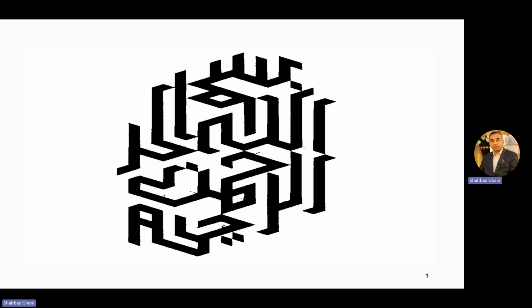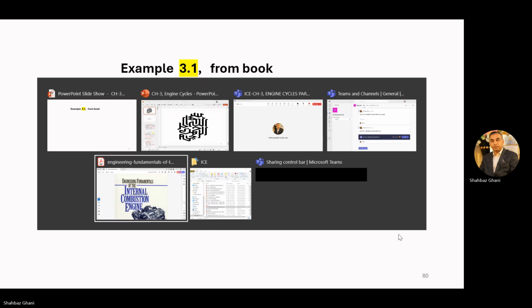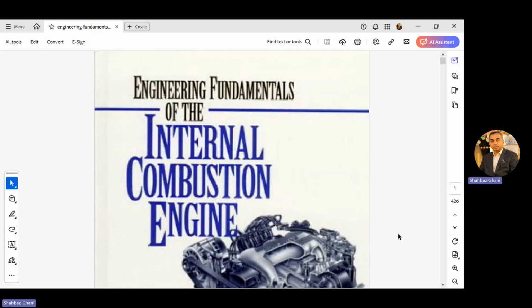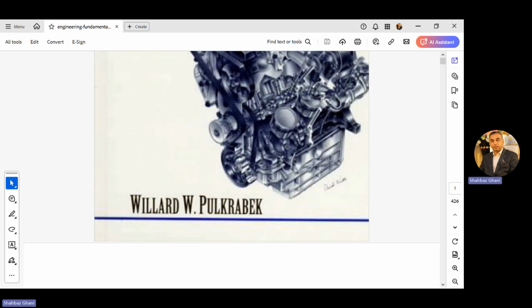This is the third lecture of chapter 3. So we will be completing chapter 3 in this lecture. Today, in this lecture, we will solve example 3-1 from your book. Let's go to the book. This is Engineering Fundamentals of the Internal Combustion Engine, your reference book by Willard.